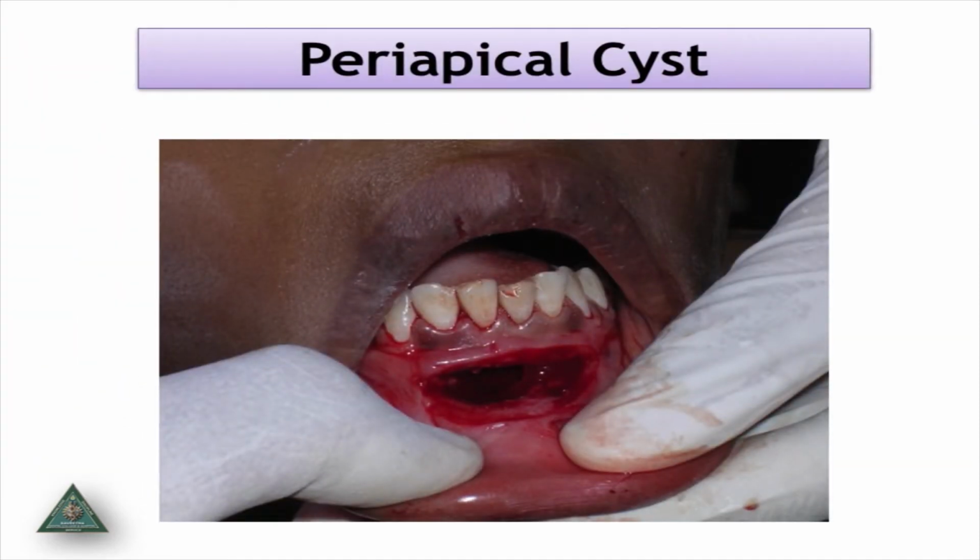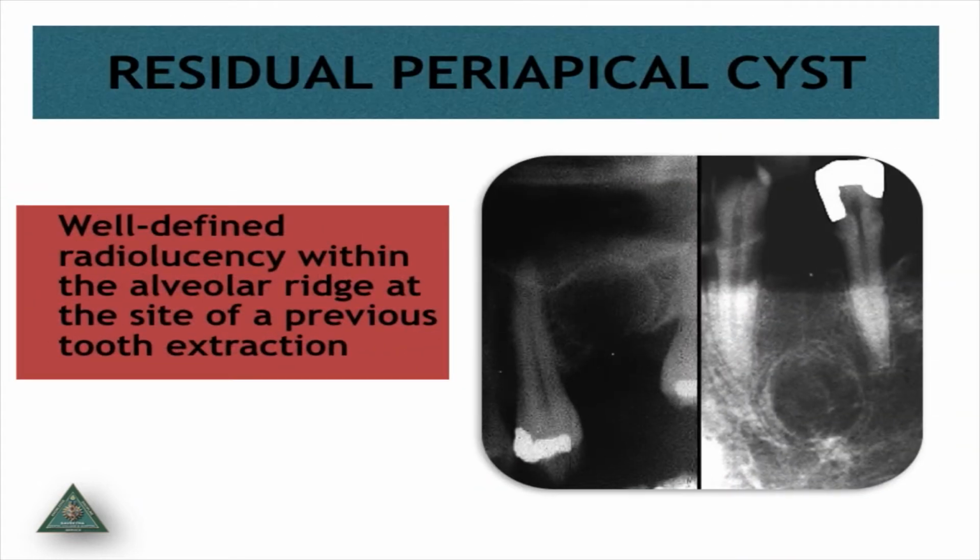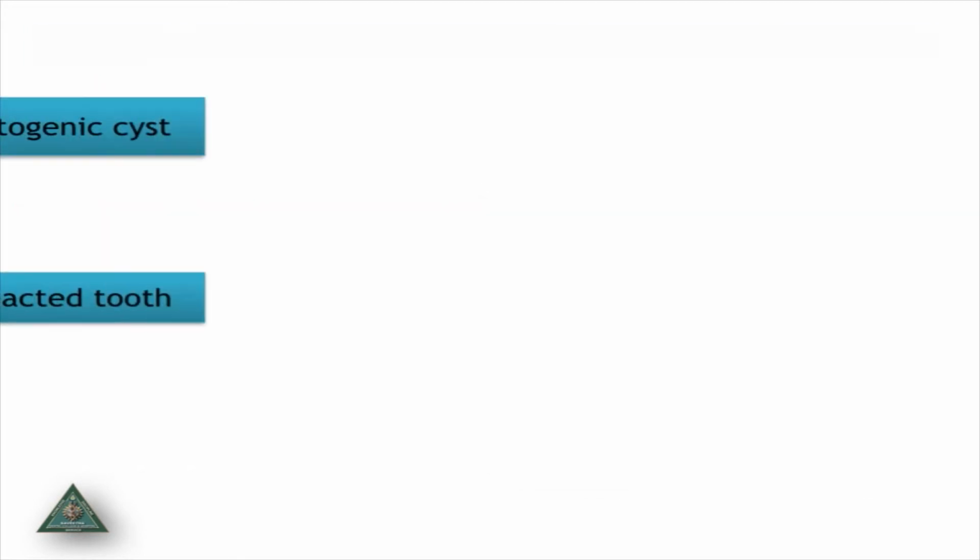Periapical cyst is the most common cyst. For the involved tooth, we can go with RCT and periapical surgery. In that we do enucleation, apicectomy and retrograde filling. If the tooth can't be saved, it has to go for extraction. Residual periapical cyst is when the tooth has been extracted, leaving behind the cyst; that is known as residual periapical cyst. Treatment is enucleation.